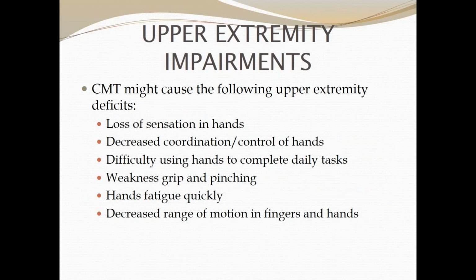As far as upper extremity impairments go, we don't divide the body in half, but OTs typically spend their time working on the upper extremities, and physical therapists will focus on the lower extremities. So a lot of this talk today is going to be about upper extremity impairments. People with Charcot-Marie-Tooth might have any of the following impairments: decreased sensation, impaired fine motor skills, weakness in their hands or arms. You may tire easily when you're using your hands or your arms, and many people end up having impaired range of motion in their fingers or their hands.